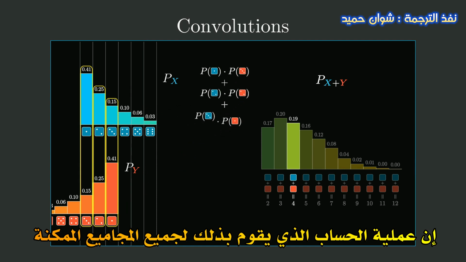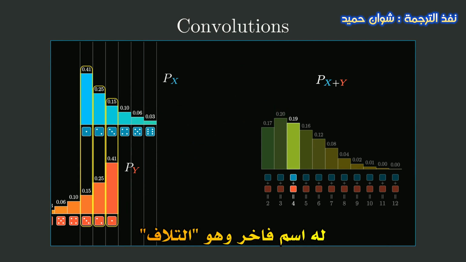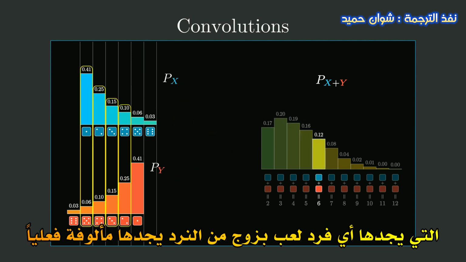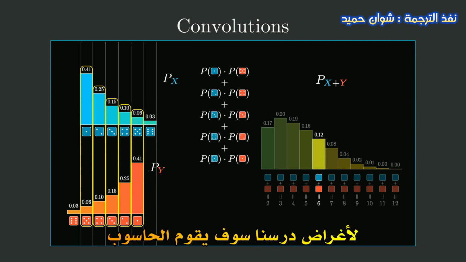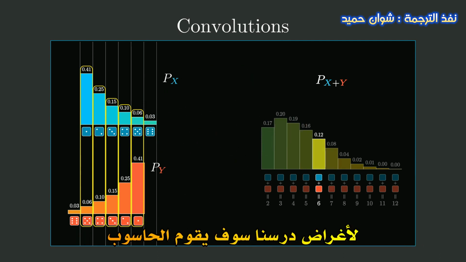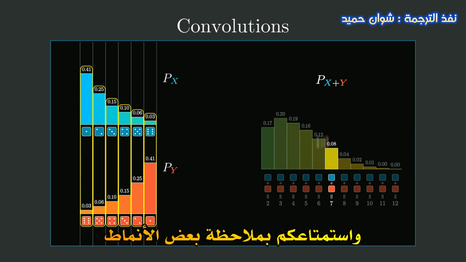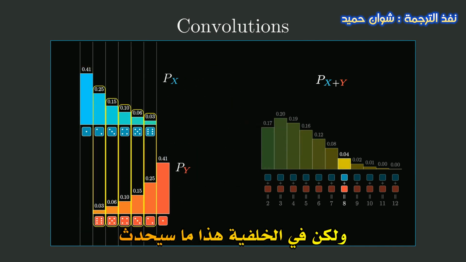The computation that does this for all possible sums has a fancy name. It's called a convolution, but it's essentially just the weighted version of the counting game that anyone who's played with a pair of dice already finds familiar. For our purposes in this lesson, I'll have the computer calculate all that, simply display the results for you, and invite you to observe certain patterns. But under the hood, this is what's going on.